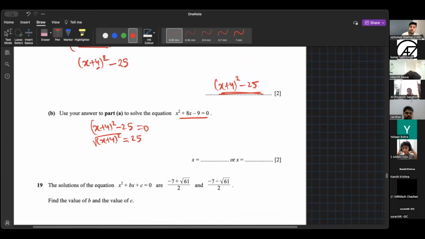Take square root both sides, so you will get x plus 4 equals plus minus 5. Because we are taking square root, we'll get 2 different answers, plus 5 and negative 5. From here, we'll get x plus 4 equals 5, so x equals 1. And the other one, x plus 4 equals negative 5, so we'll get x equals negative 9. Hence, the answer is 1 and negative 9. Clear?